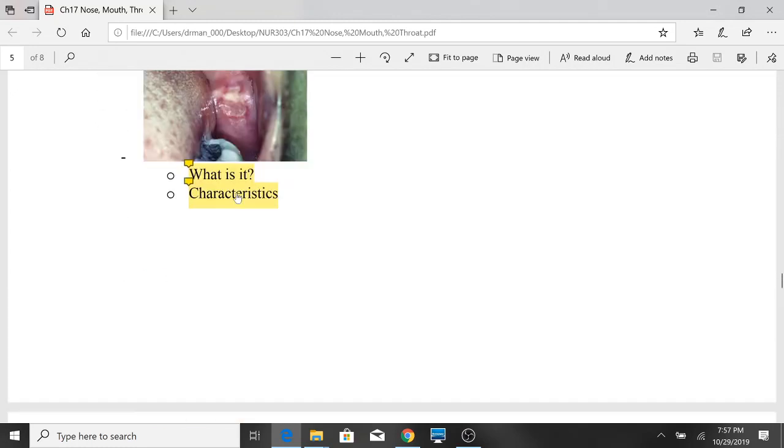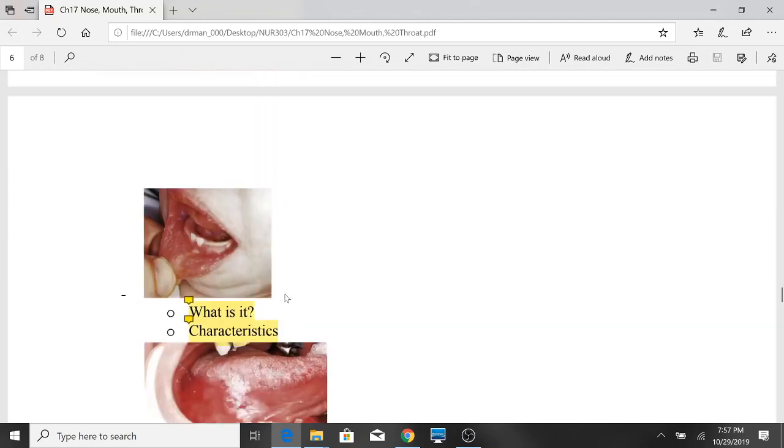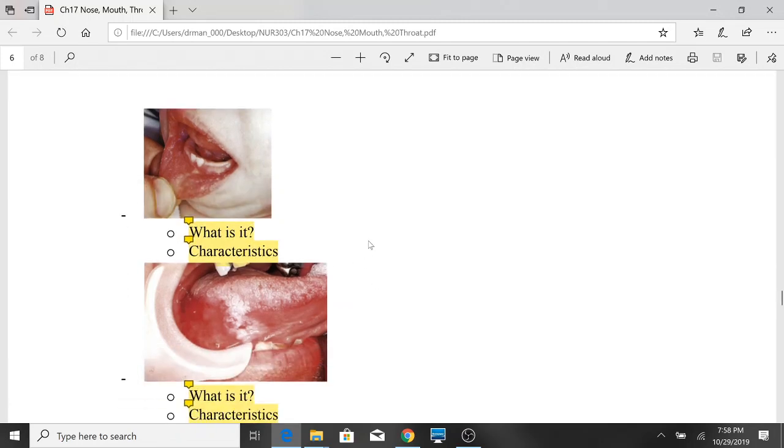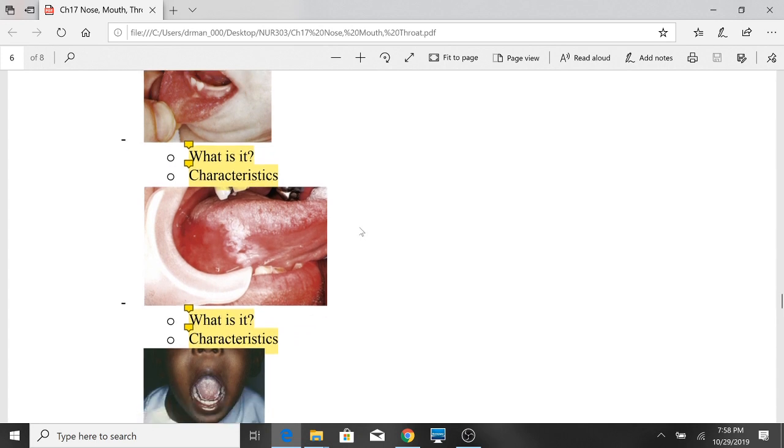This has to do with measles: Koplik spots in measles. Small blue-white spots with an irregular red halo scattered over the mucosa opposite the molars.